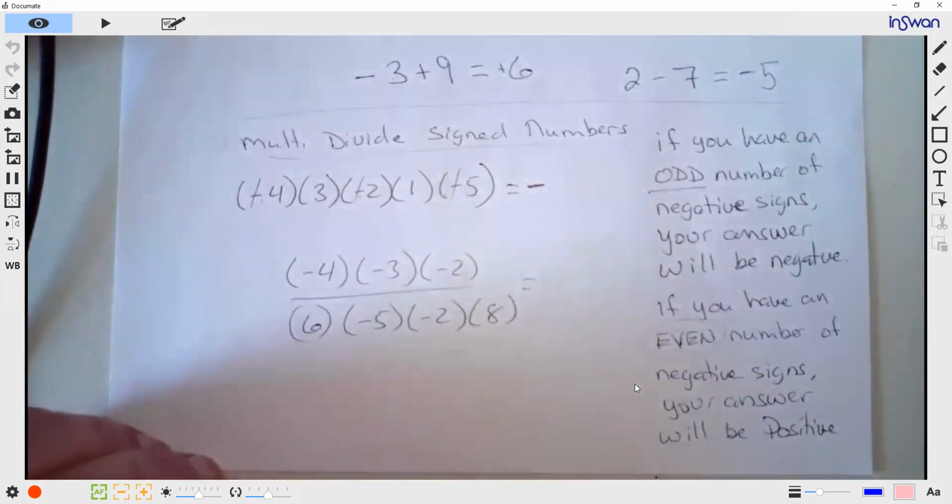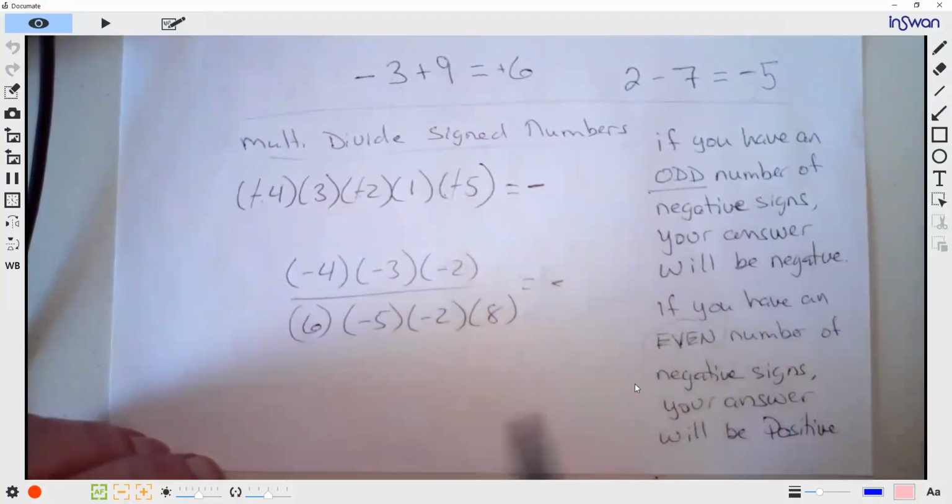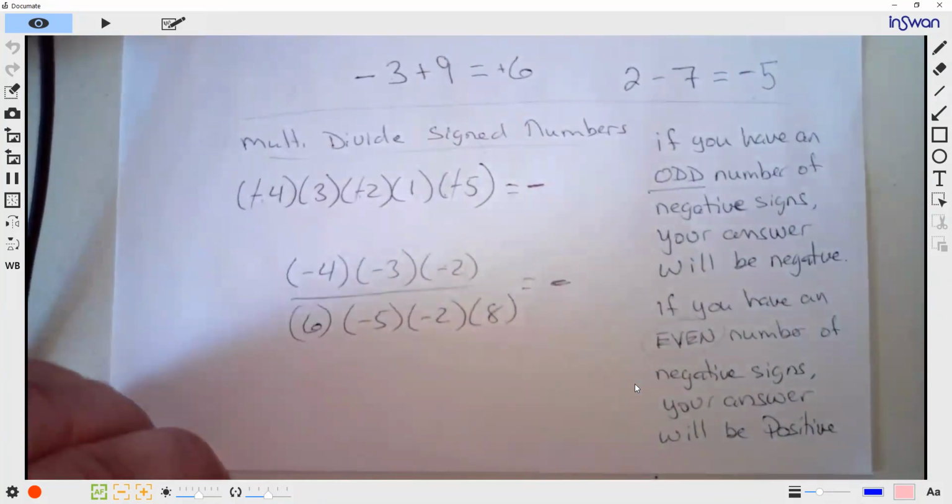Is the answer going to be positive or negative? Negative, because there's 1, 2, 3, 4, 5. So we don't have to worry about the signs anymore. Just go ahead and divide.